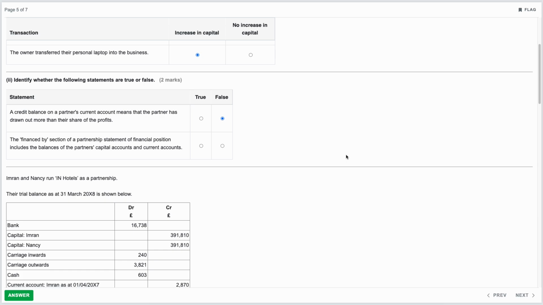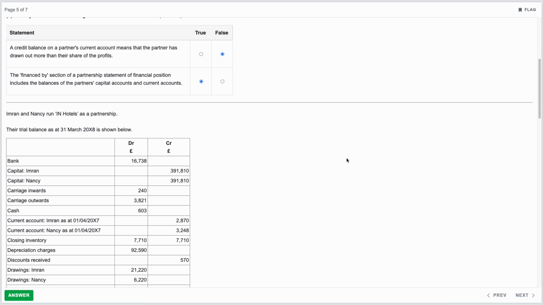And then the second statement, the financed by section of a partnership statement of financial position includes the balances of the partner's capital accounts and current accounts. That would be absolutely true. So not a lot I can sort of add to that because it just is true. So the financed by section within the statement of financial position shows both current accounts and capital account balances. And then any increase in capital or drawings or salaries owed from the partnership to the partner would be included within those capital and current account balances.